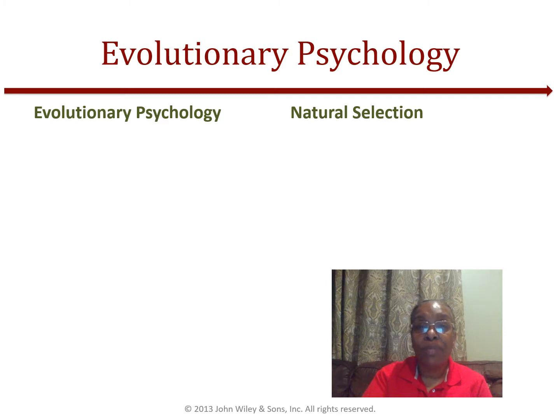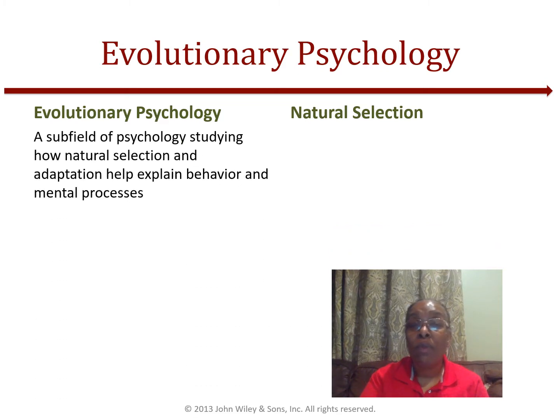Evolutionary psychology. This stems from the writings of Darwin, who suggested that natural forces selected traits that are adaptive to the organism's survival. This process of natural selection occurs when a particular genetic trait gives an organism a reproductive advantage over others.